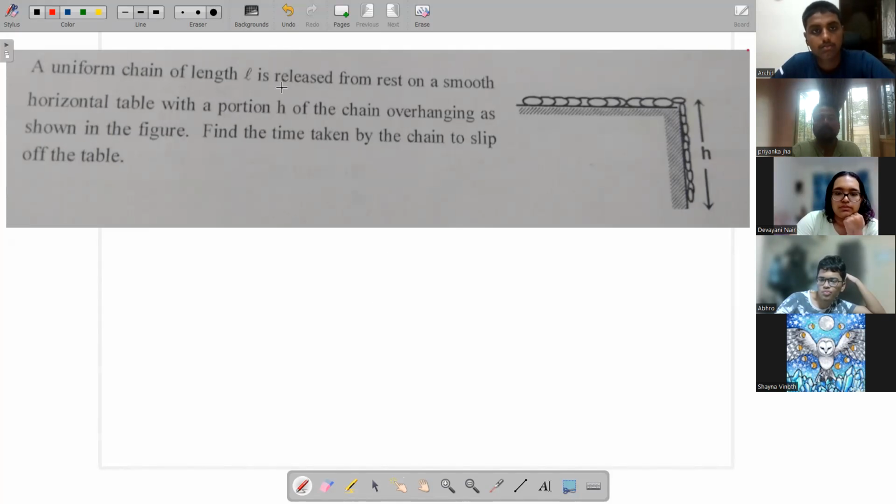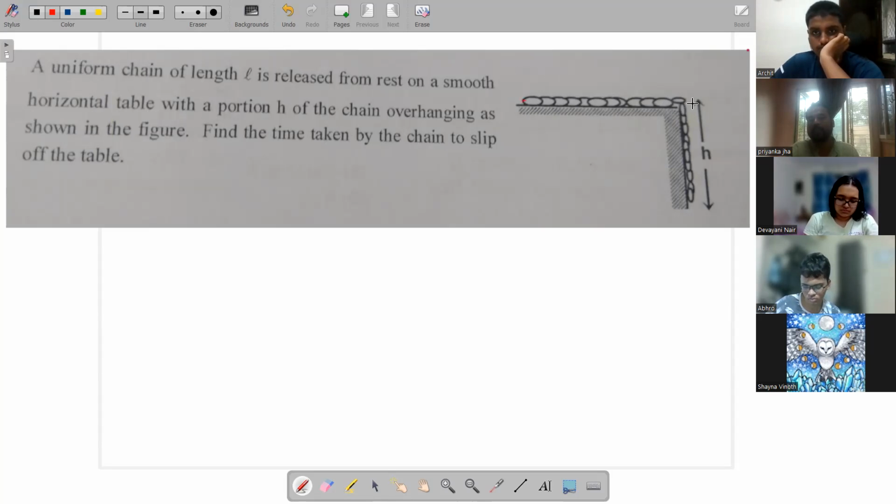Okay, listen. The question says that a uniform chain of length L is released from rest. It is kept at rest on a table and some part is hanging, that is H. Find the time taken by the chain to slip off the table. Means this chain will completely slip off the table, this end will come over here. So how much time will it take for this length to come out?